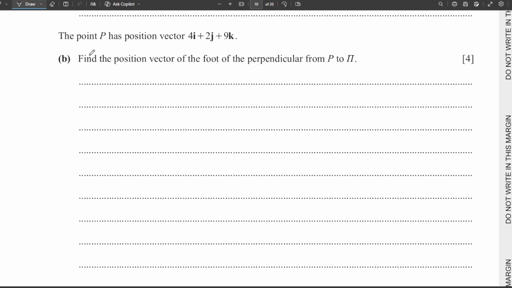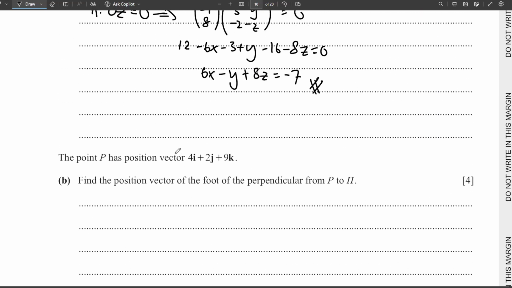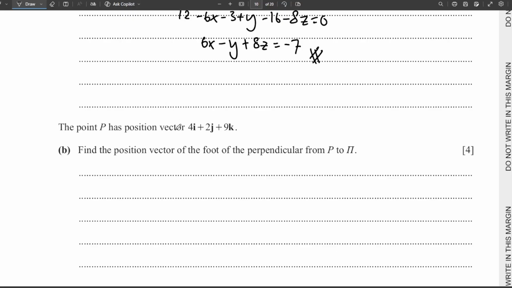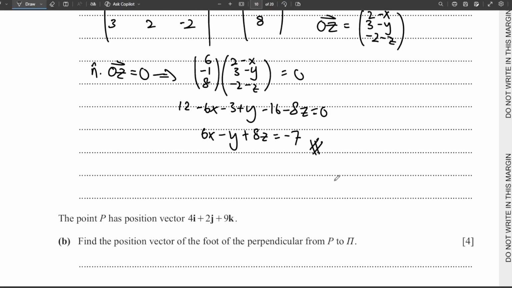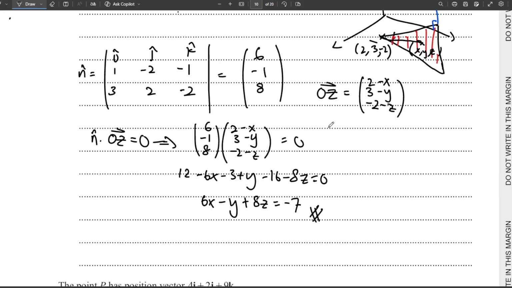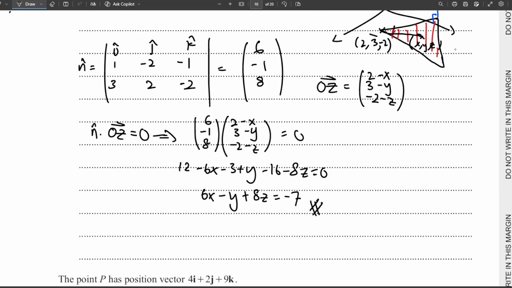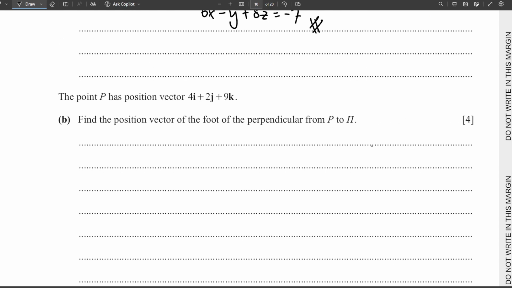Now we go for part B. This point P has a position vector, and we want to find the position vector of the foot of the perpendicular from P to pi. Let's say P is here somewhere, and this is the origin O. And then let's say the plane is somewhere here. 3D is a bit hard to draw, but you have to try to imagine it.